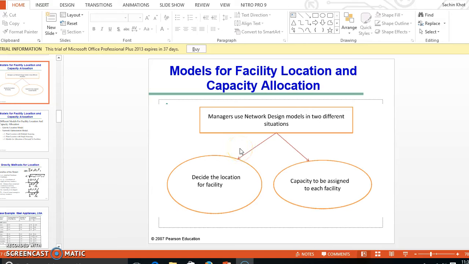Good morning, students. Today we are going to learn about models for facility location and capacity allocation.